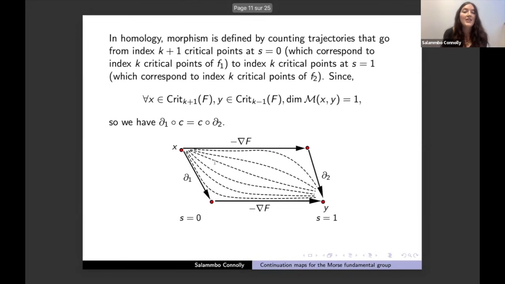And then in homology, you define the morphism by just counting rigid trajectories that go from the top of the hill to the bottom. If you look at critical points that are 2 apart, you get a one-dimensional moduli space, and counting the elements of the boundary is going to tell you that this is a chain map. And we call this a continuation map.